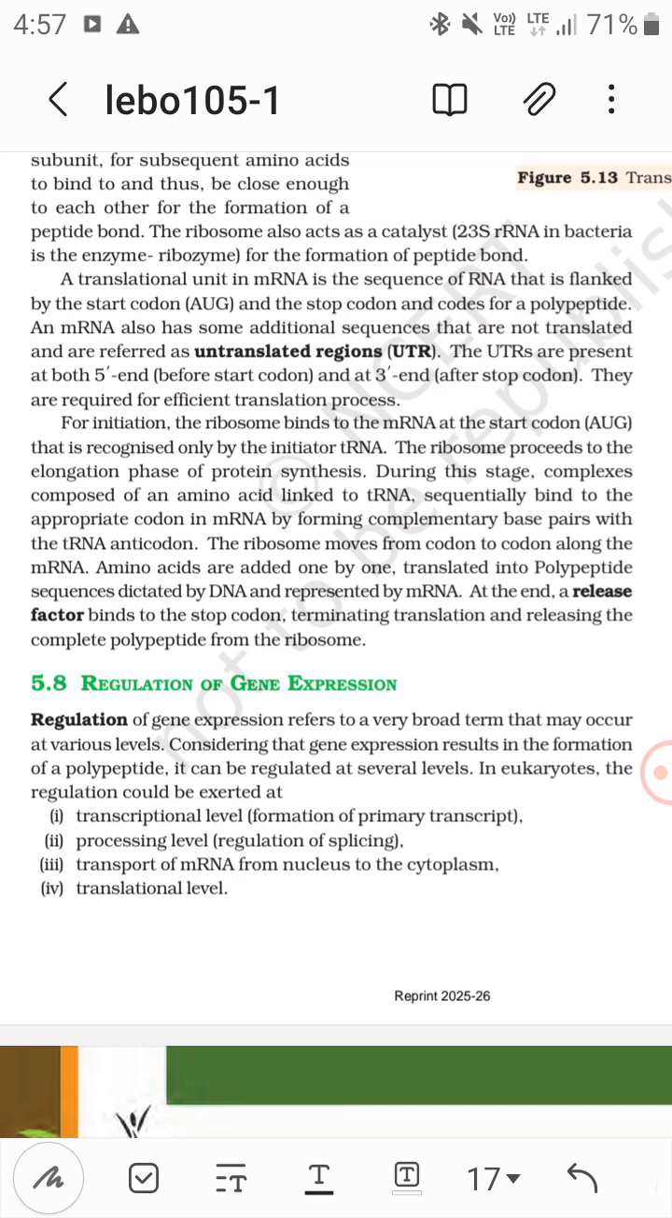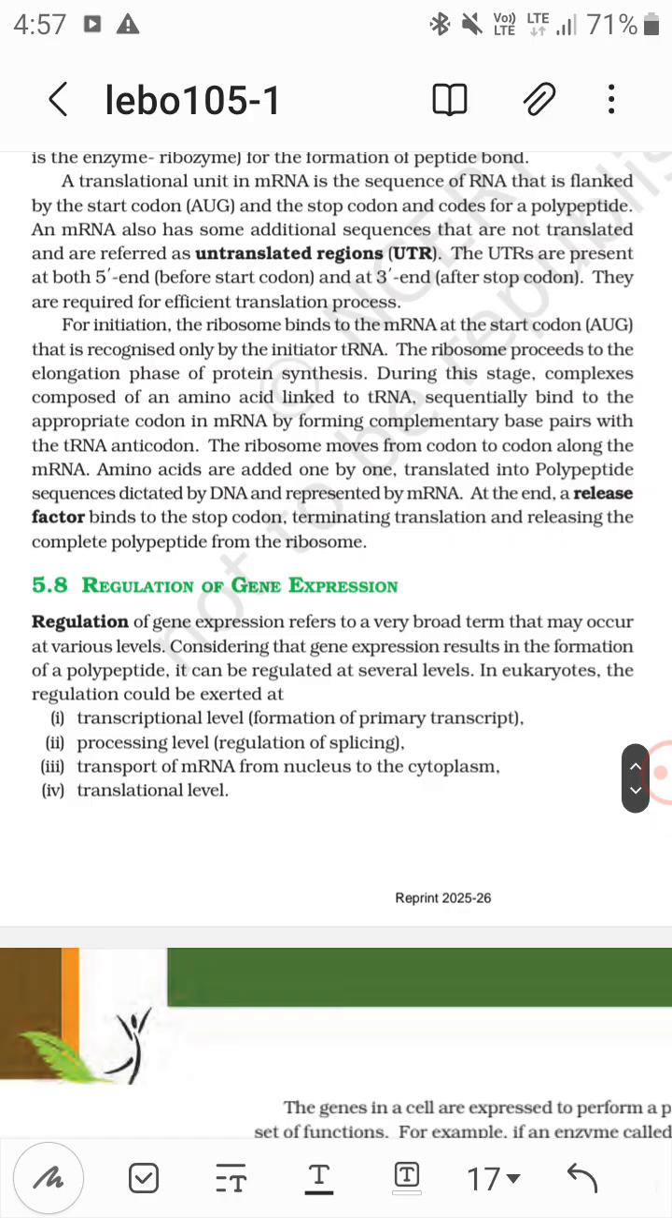So first is recognition of the initiator tRNA, then elongation, and then release, that is termination. Now the regulation of gene expression.